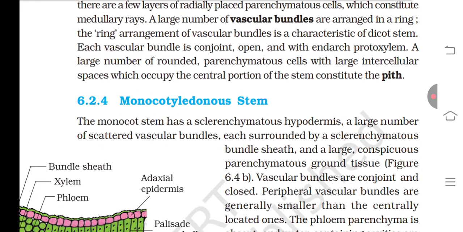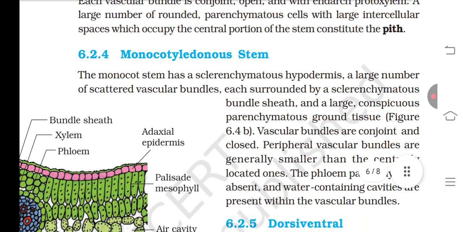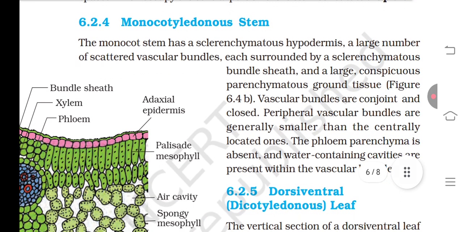The ring arrangement of vascular bundles is a characteristic of the dicot stem. Each vascular bundle is conjoined and open, with endarch protoxylem. A large number of rounded parenchymatous cells with large intercellular spaces occupy the central portion of the stem and constitute the pith.